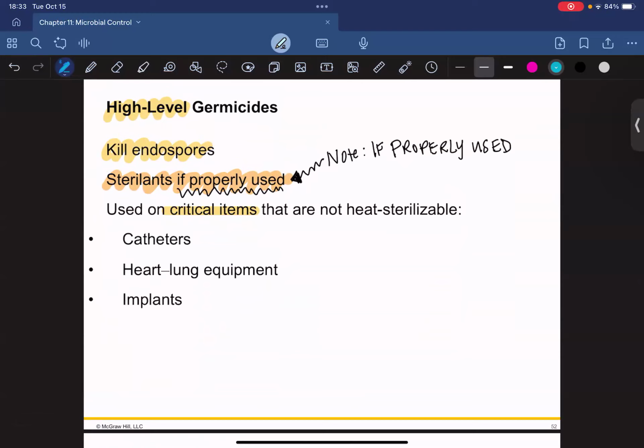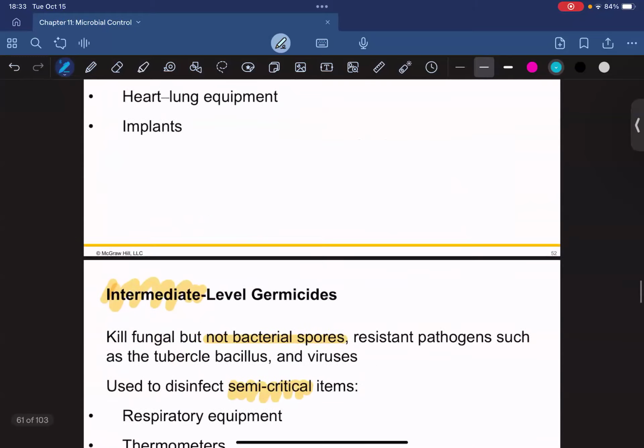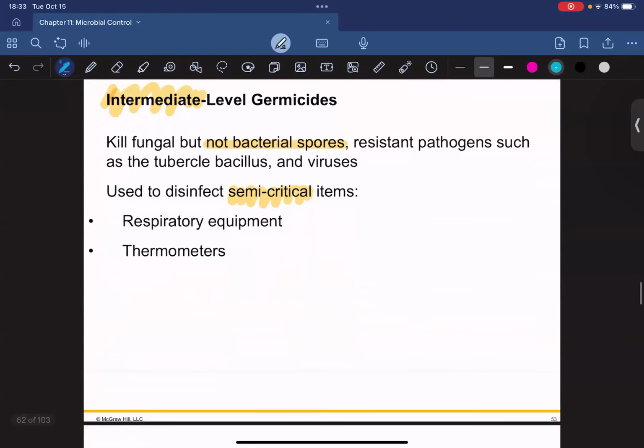We have the high level germicides. These guys kill endospores, which means sterilizing. And what types of items did we need to sterilize? Critical ones. So critical items we treat with high level germicides. If they're semi-critical, go figure, it's going to be intermediate. And obviously, if this is a different category, it's not going to sterilize.